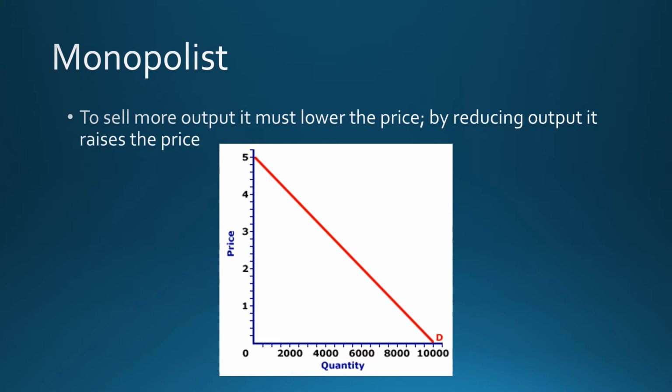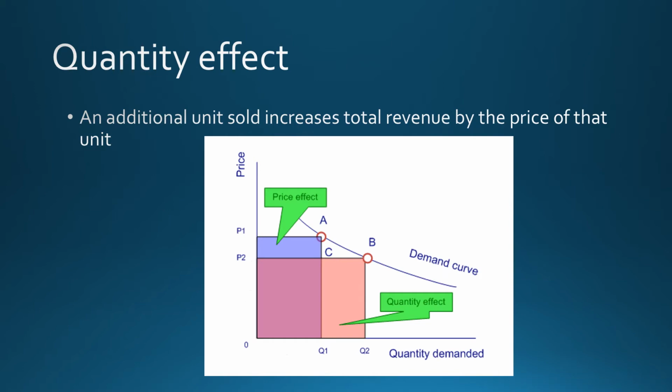So we would say that a monopolist is a price maker. They can set their own price by controlling the amount of output that they produce. More output means a lower price; less output, a higher price. The question quickly becomes: what is the right amount for them to charge? What should they do? Because we have two competing forces involved every time they change their prices: a quantity effect and a price effect.